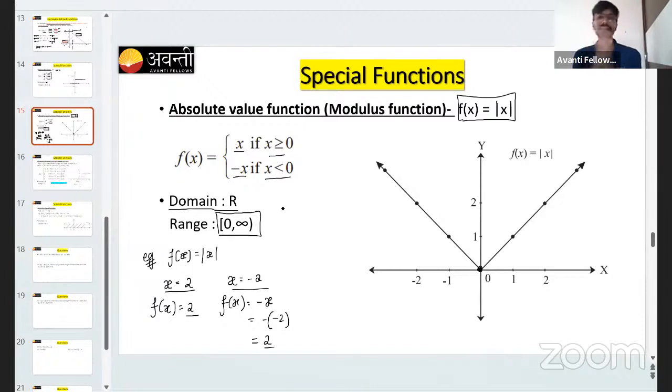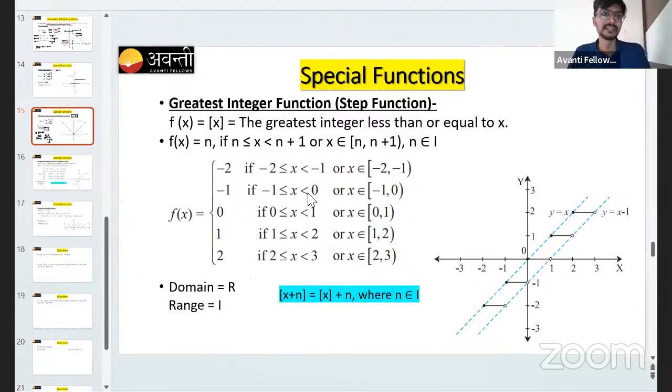Chalo, so this is the very simple function, which is the modulus function. Now the third special function is the greatest integer function.